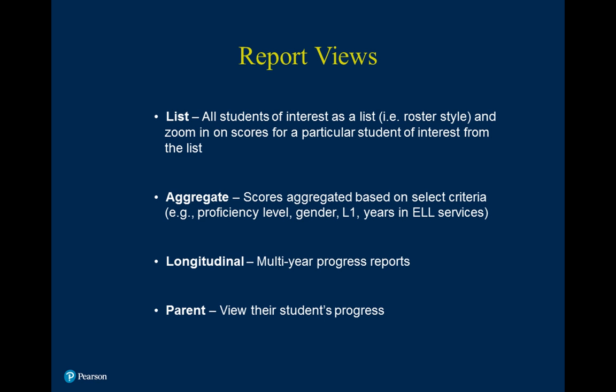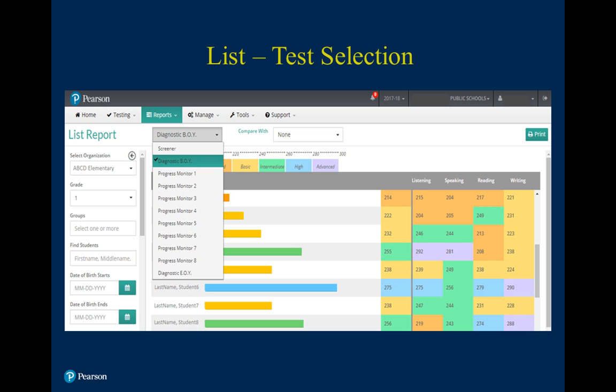So we're first going to look a little bit closer at the list report here. Pretty much after you've conducted a TEL assessment, the first place that you're probably going to likely go and visit is the list report. And so here we can see that a teacher is looking at all grade 1 students. They have chosen the diagnostic beginning of the year. Sorry, it's a little small on my end here. So the beginning of the year test, and we're pulling up the results for that.